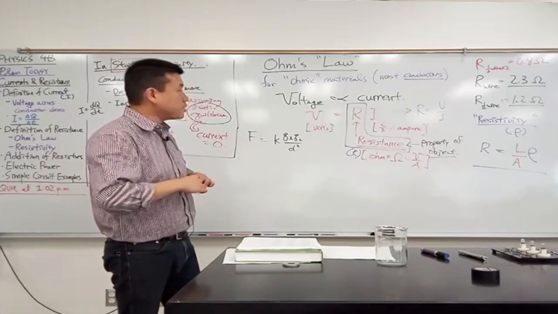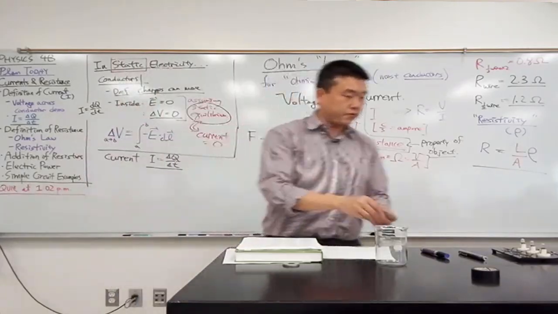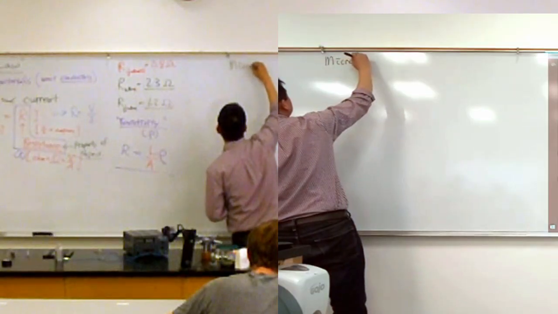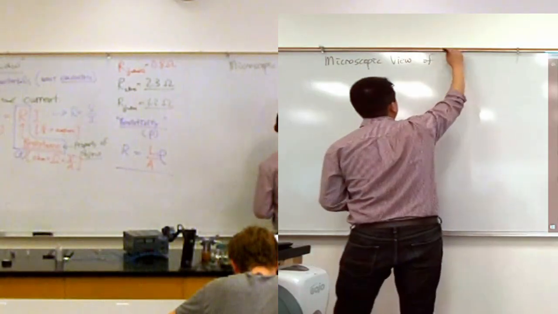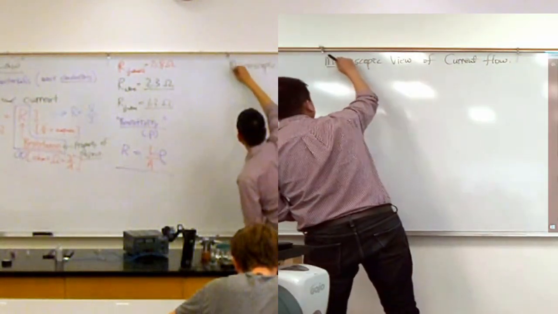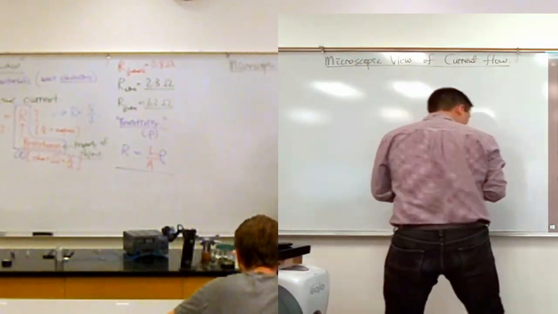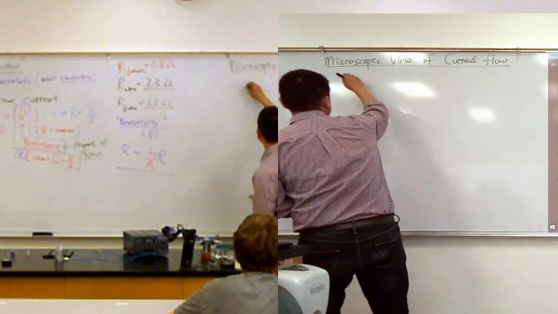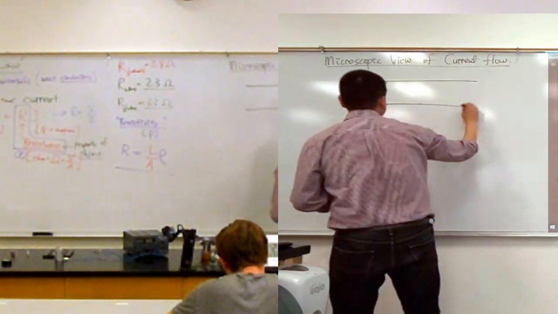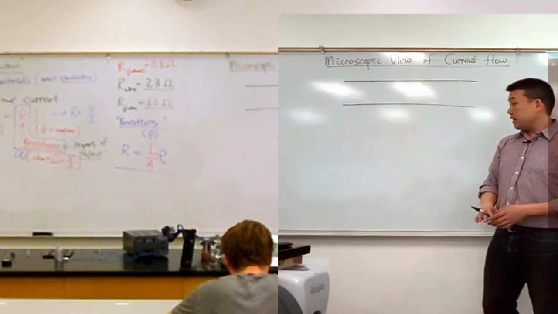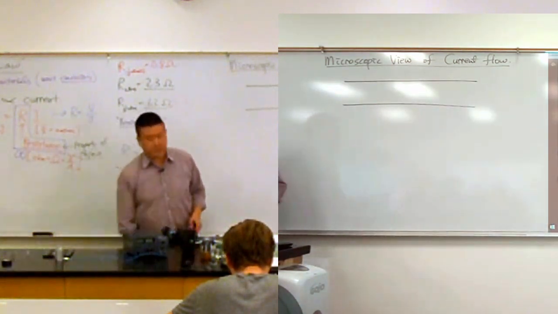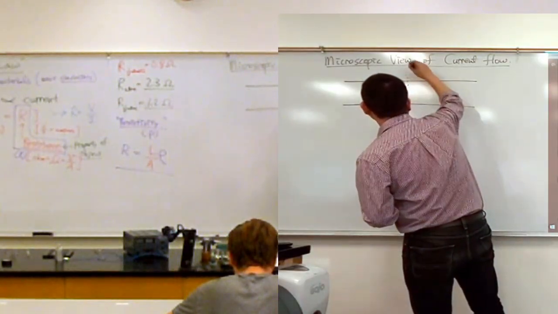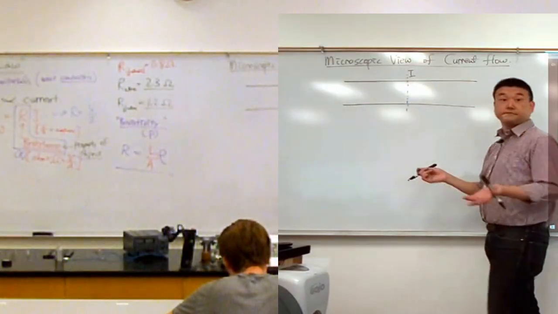I think I have enough time to actually talk about the microscopic view of how current is flowing. Let me write it down here. Microscopic view of current flow. So what I want you to imagine is, let's say you have this pipe which represents a piece of wire or some conductor. And you set up a checkpoint like the one that we are describing here. And at this checkpoint, you measure some amount of current flowing.